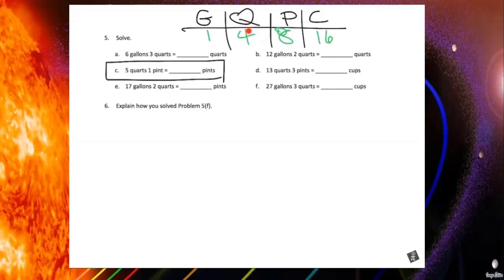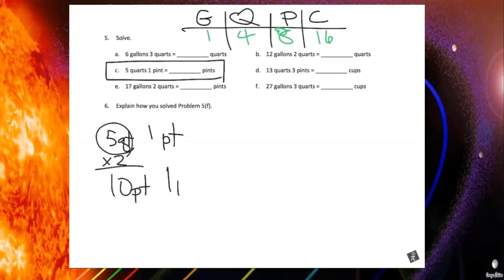So let's see. If we want quarts and pints, how are quarts and pints related? Well, for every quart, you have 2 pints, so it's times by 2, right? So if we want to convert 5 quarts and 1 pint into pints, we know that 5 quarts times 2 gives us 10 pints, plus that extra pint gives us 11 pints altogether. So our answer right here is 11 pints.